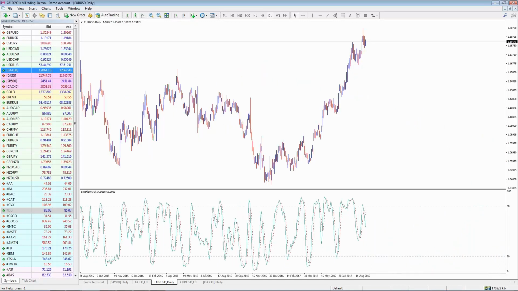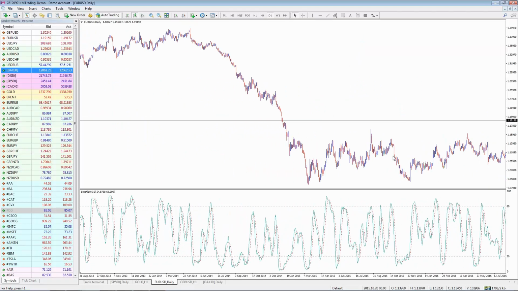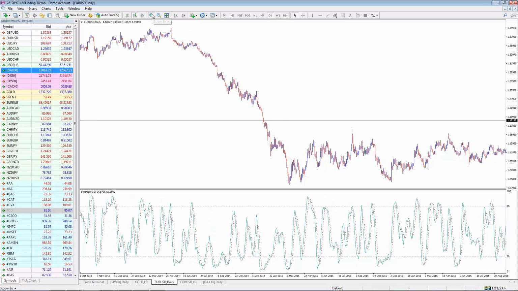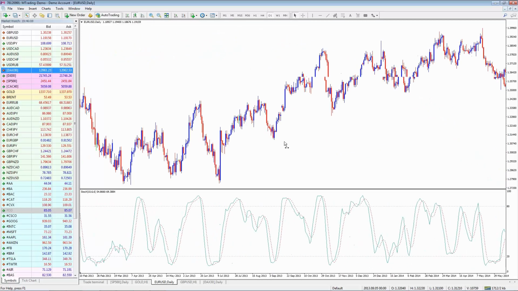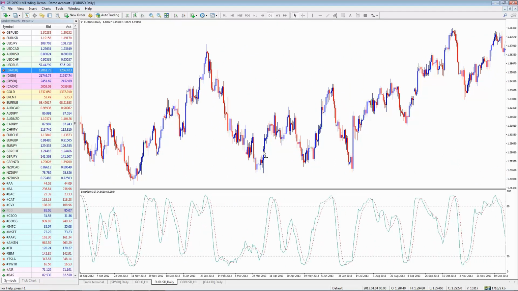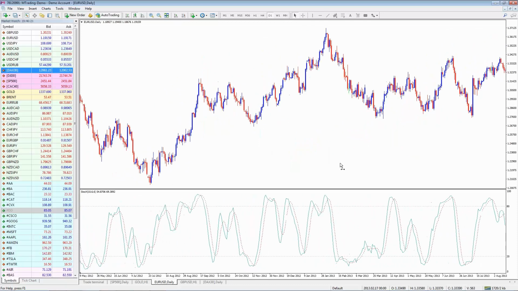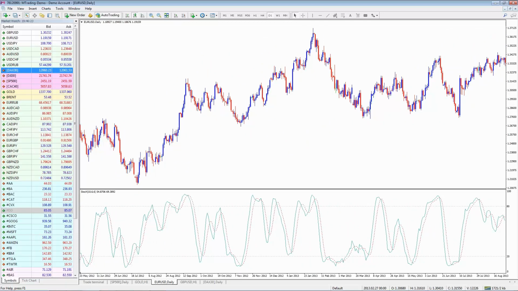So let's have a quick look through this chart. If I can define a couple of ranging market trades. So let's zoom into this area here. So specifically looking for some key levels. Okay, let's just go with this price action here.